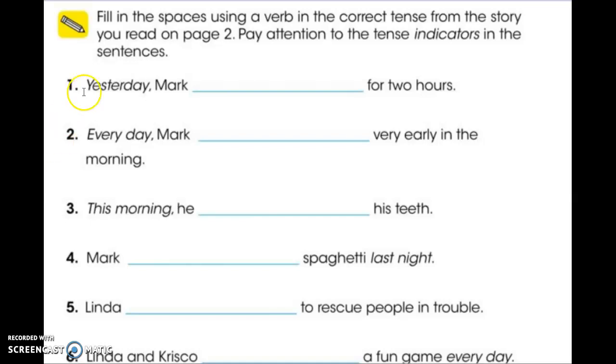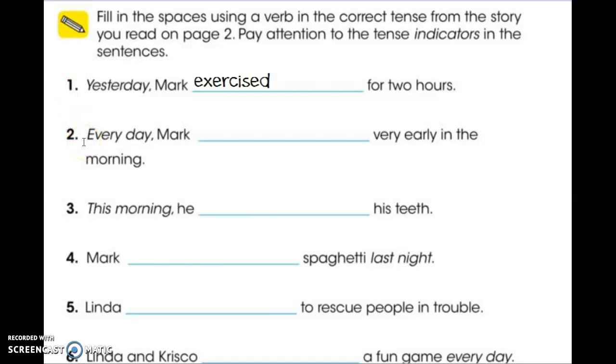In number 1, the sentence begins with an indicator. Look, yesterday Mark ___ for 2 hours. This indicator or this adverb is telling me that the action is in the past tense. So we are going to look in our story. You can look in your book that Mark exercised for 2 hours. And you write that on the line.